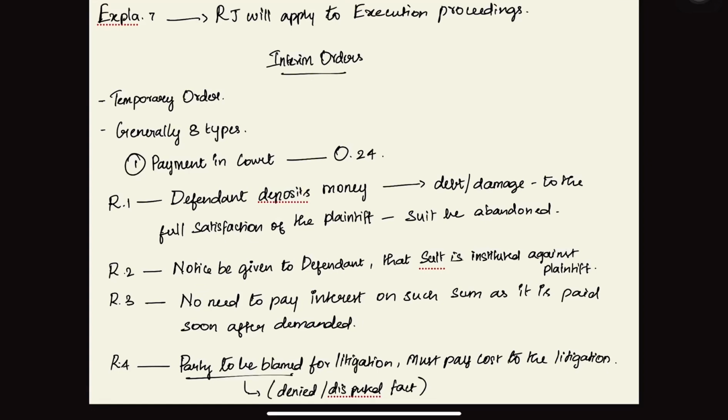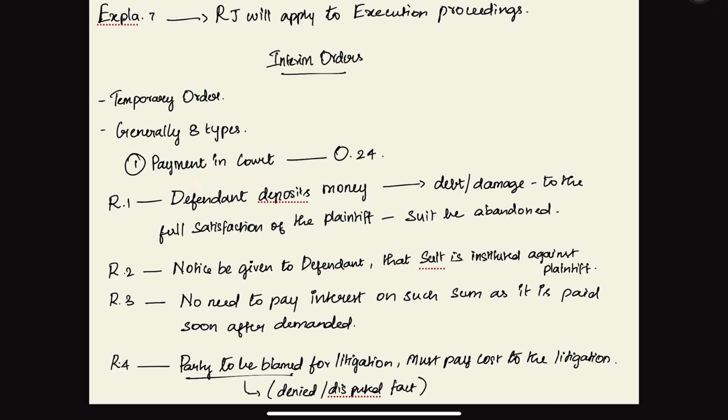In this video we'll deal with interim orders. An interim order is a temporary order. Generally there are 8 types of interim orders according to Takwani's book, but it is not a hard and fast rule that there are only 8 types. There are many more, but generally it is presumed that there are only 8 types.